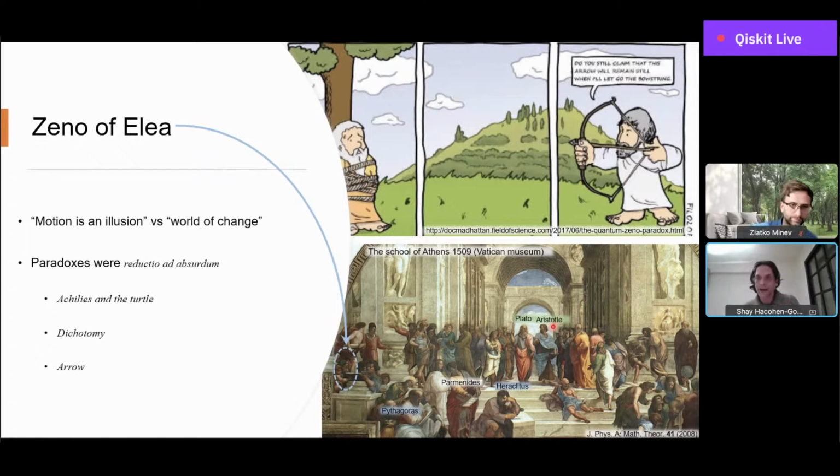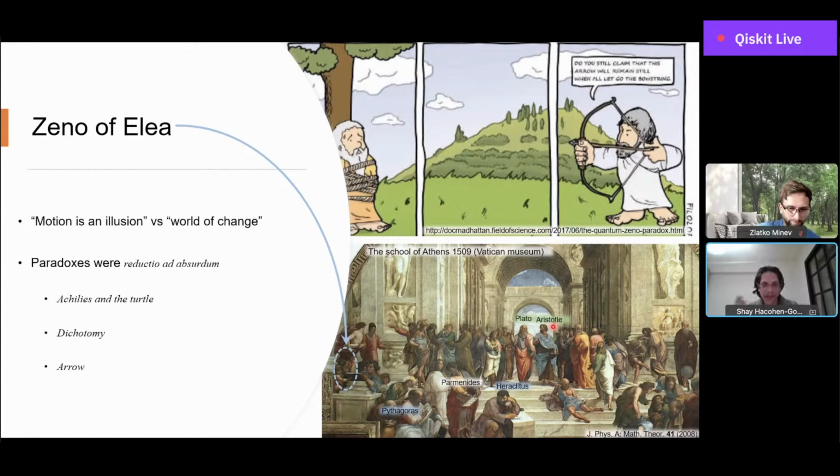And that is a finite amount of space. And in that finite amount of time, the turtle will move a little bit more. And forever, Achilles will never actually catch the turtle. Another similar paradox is the dichotomy paradox, where if you need to get from point A to point B, you always have to cross the middle. And there are infinite middles, and if it takes you a finite amount of time to reach each middle, then you will never get to the end point.